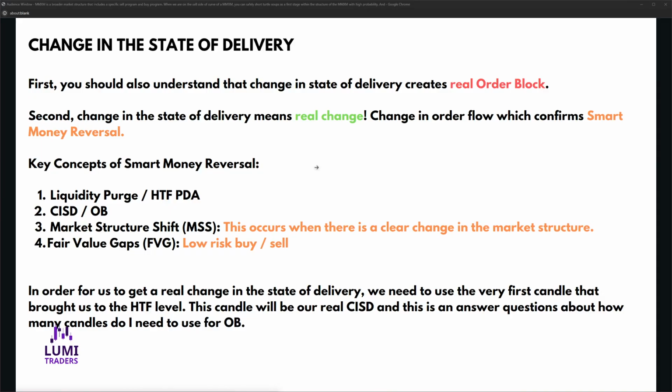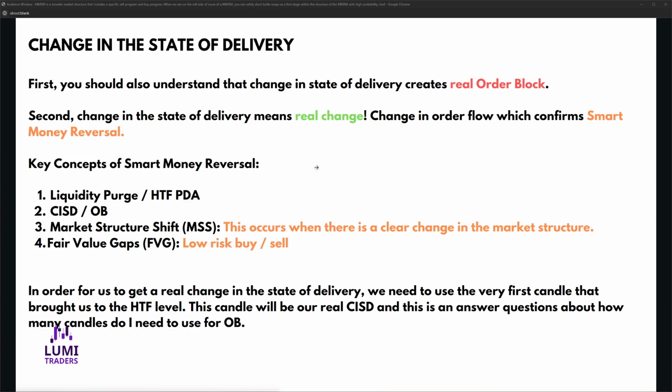Second, change in the state of delivery means real change. That's why we call this change in the state of delivery, because it changes something. It changes what? It changes order flow. This means this order block must offer a change in order flow to confirm what? Smart money reversal, right? Okay, a key concept of smart money reversal that you know from the ICT 2022 mentorship.